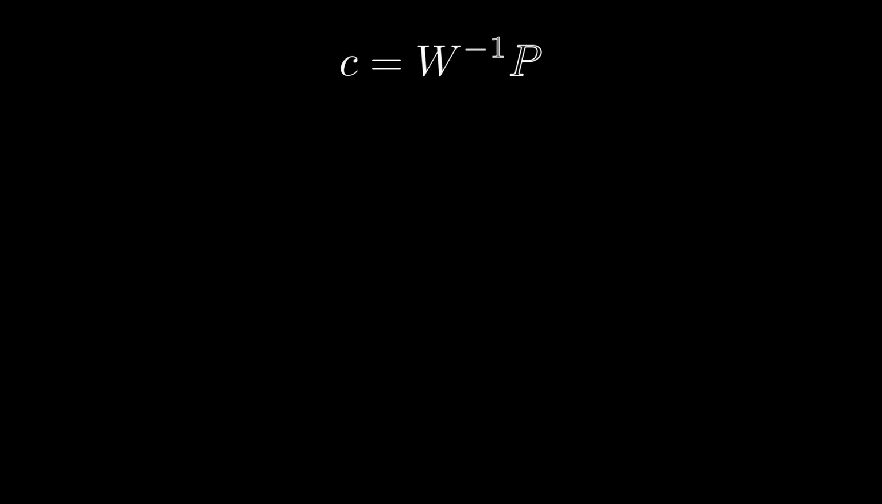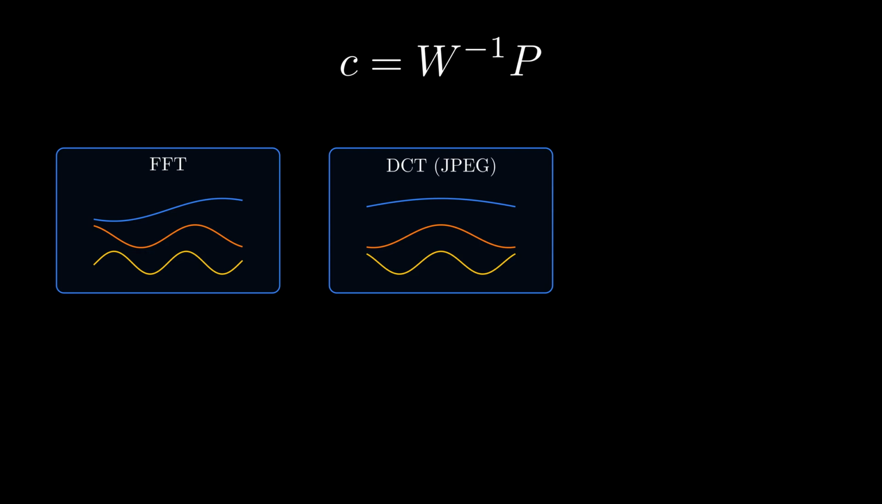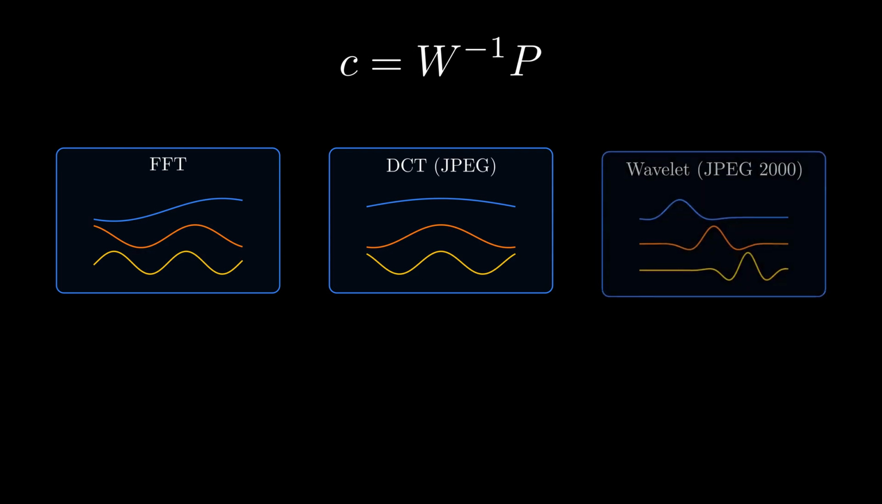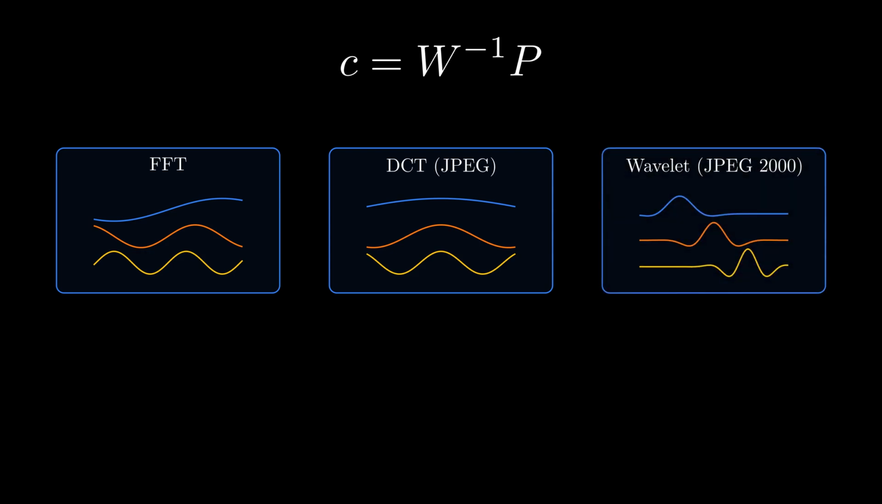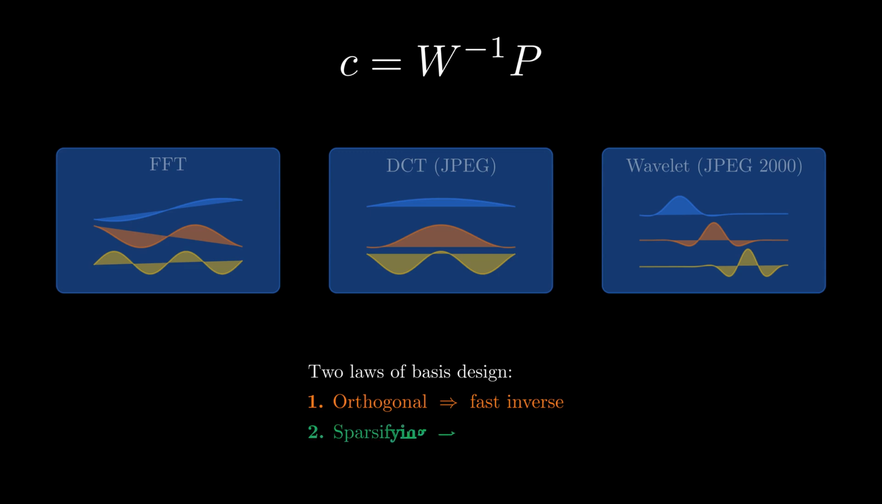Zoom out. Every transform you've encountered, the fast Fourier transform, the discrete cosine transform inside JPEG, the wavelet transform inside JPEG 2000, is the same equation. C equals W inverse times P with a cleverly chosen W. The art of classical signal processing is designing that W to satisfy both laws. Orthogonal, so the transform is fast, and sparsifying, so the result compresses.